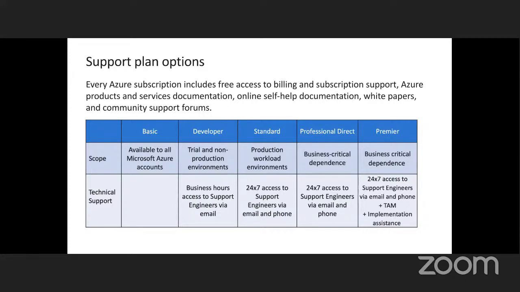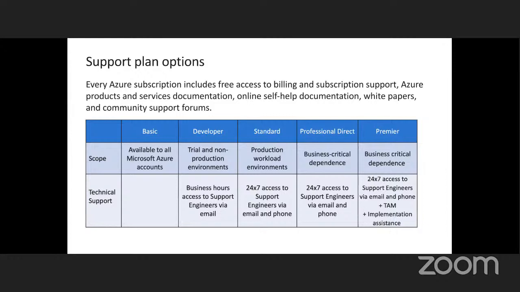That's what every single plan or subscription has. Now the scope of the basic, developer, standard, professional direct, and premier plans is what you see in the scope row. In AWS, you only have 4 plans: basic, developer, business, and enterprise. But here we have 5 plans. Basic is available to everybody. Anyone can open an account with Azure. Anyone.